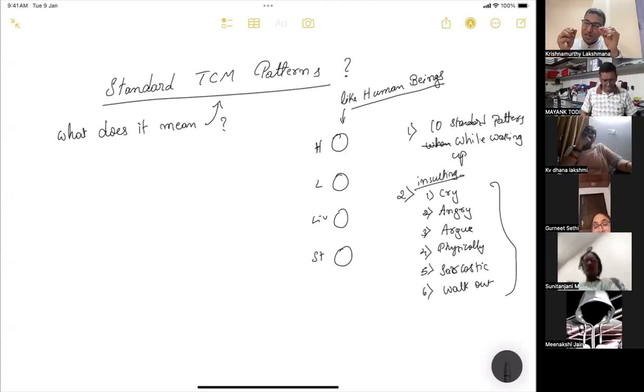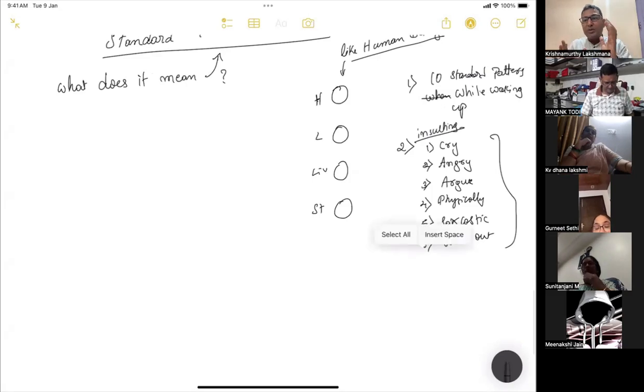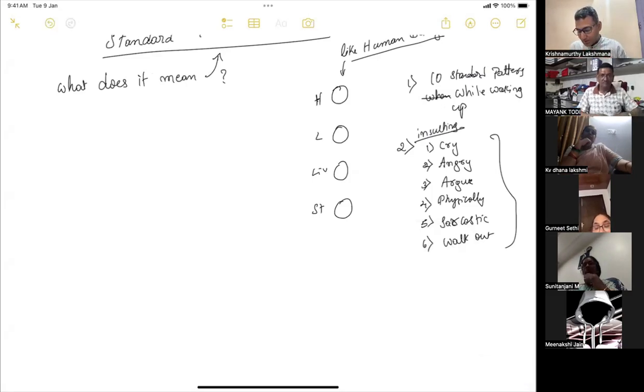So similarly, for different situations, more or less, there are different patterns in which a human being responds. These standard responses, if you club them for all situations, become the standard pattern of human beings' responses.